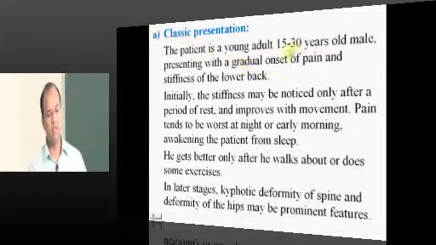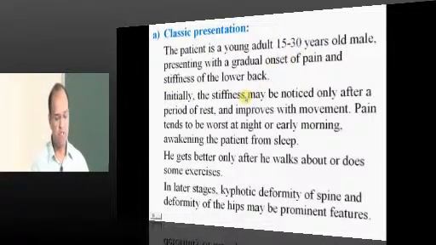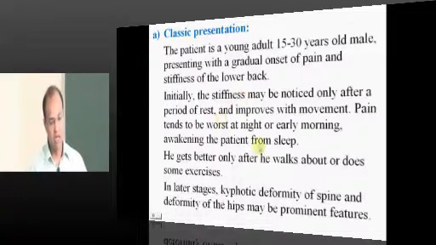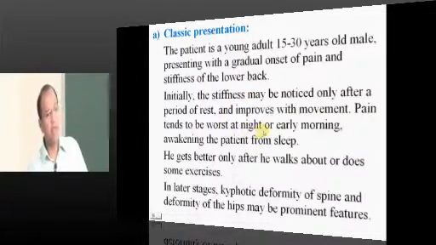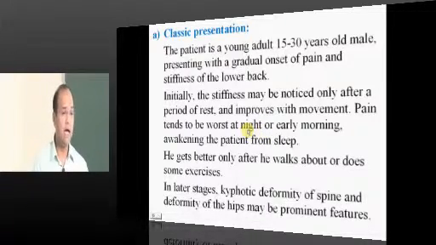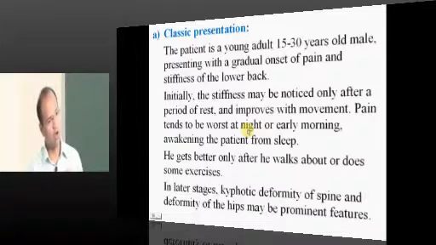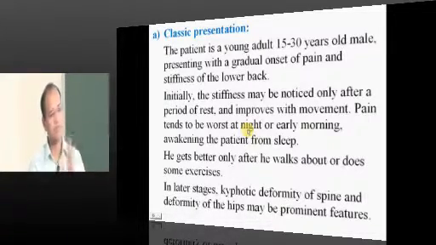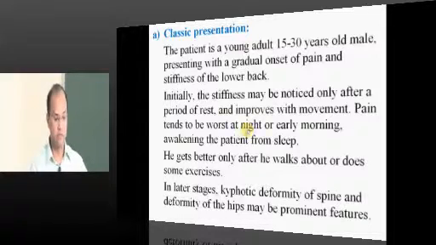A classical presentation would be a young adult complaining of stiffness lower in the back early in the morning, more specifically morning stiffness, or else the patient may be having more pain, worst pain when the muscle tone has gone, either when you are resting or just after the rest. The patient will be complaining of either backache or even radicular symptoms too.